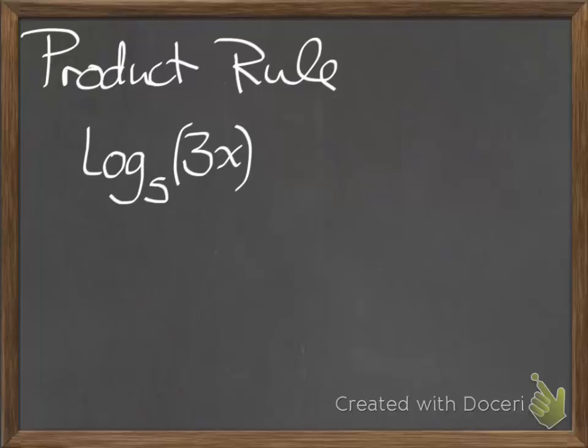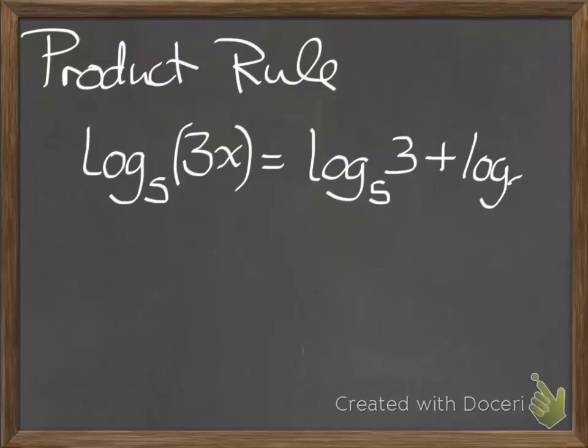Log base 5 of 3x. Is there something being multiplied in my parentheses? Yes. 3 and x are being multiplied. We can separate them out. Log base 5 of 3, and when we separate it, we are going to add. So remember, when we were multiplying bases that were the same, we added the exponents. Same idea is going on here.